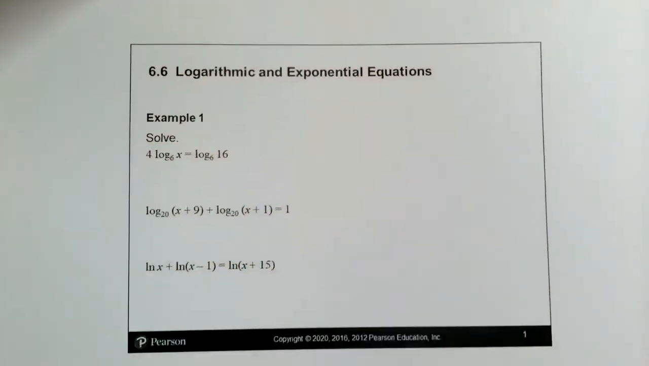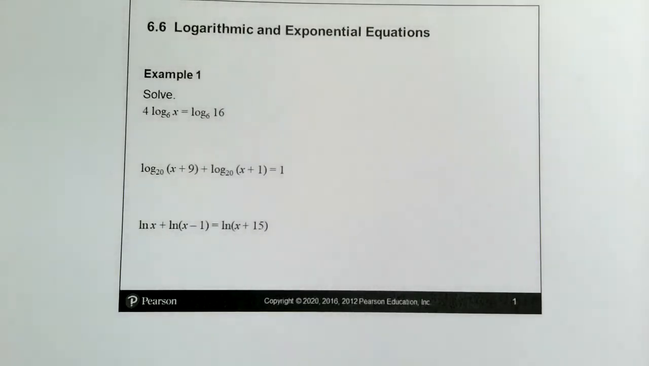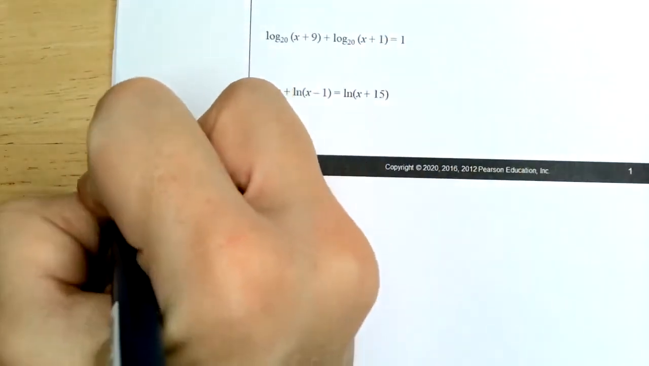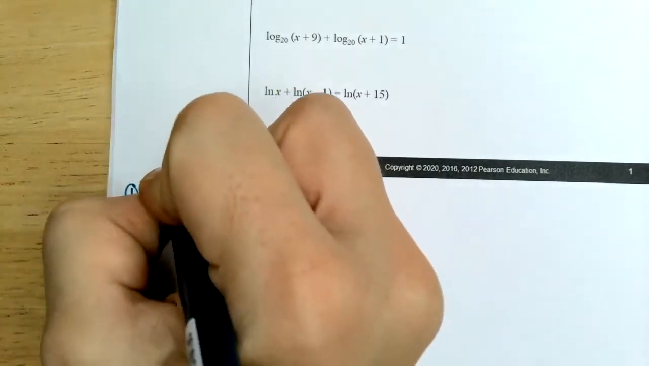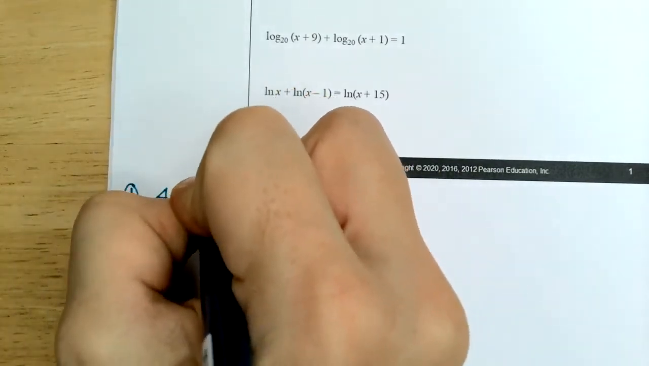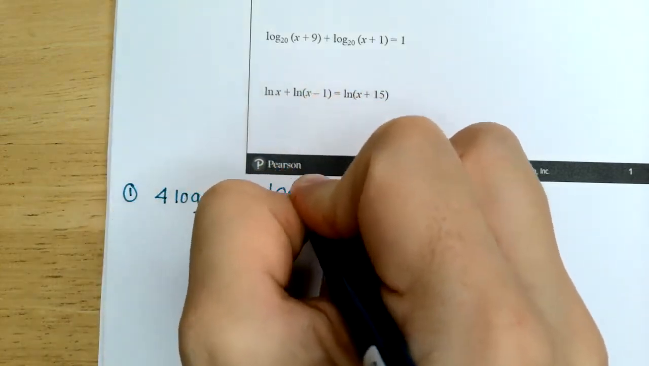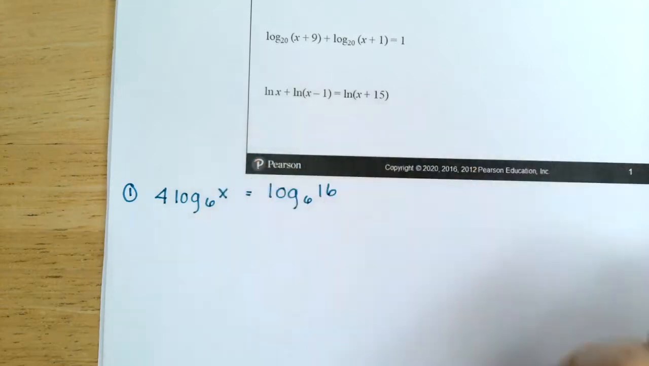Okay. So the first one is... I'm going to write them down here just to have a little bit more space. So I'm just going to call this number 1. It's 4 times the log base 6 of x equals log base 6 of 16.